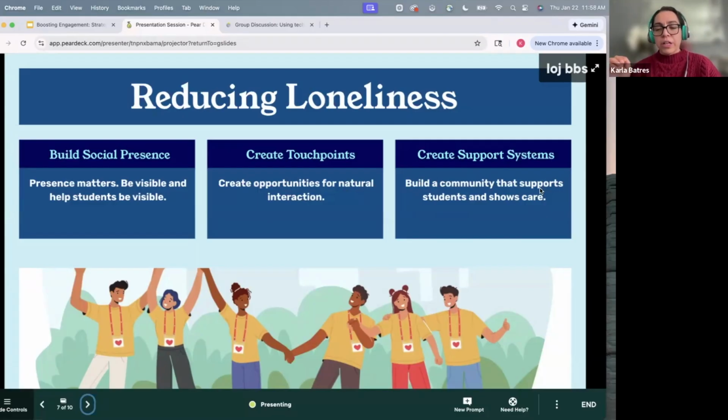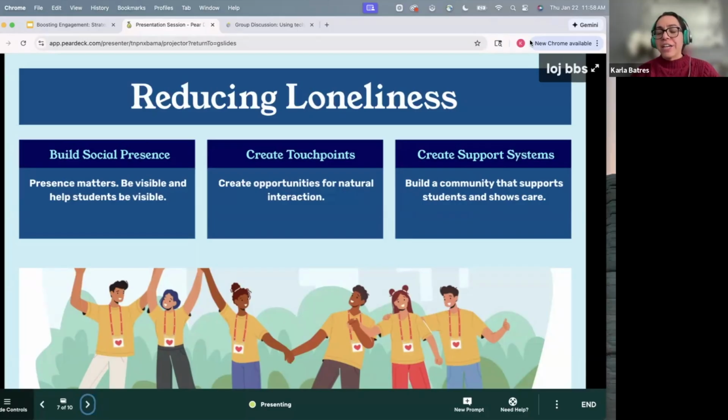Either the group work, the discussions, create the opportunities, right? So students can have that natural back and forth. You want that conversation. Something that I think is big, creating support systems. So you want to be able to build a community that supports students and shows care.